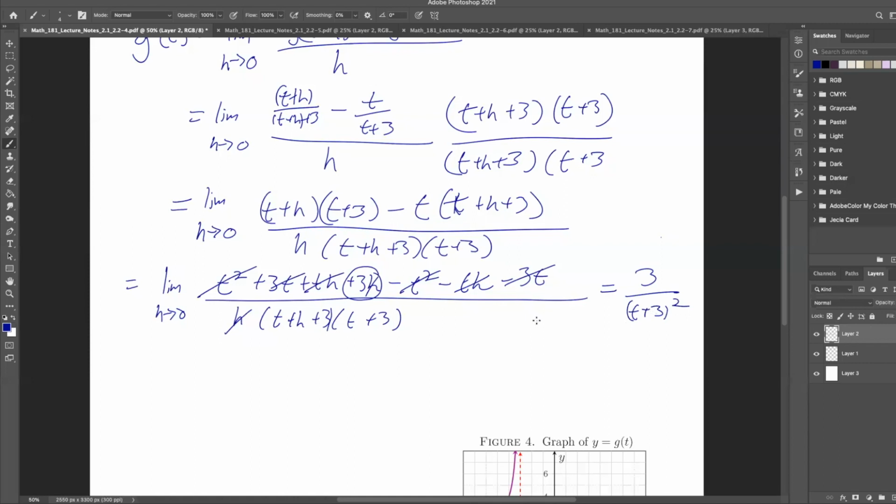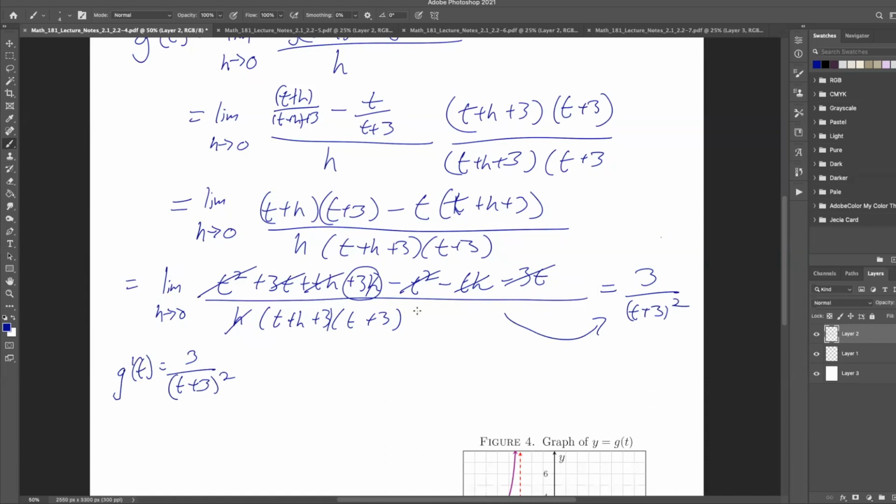Anyone confused how I went from this step to this step? Doesn't seem so. If so, please write it in chat. So g prime of t is equal to 3 over t plus 3 squared.